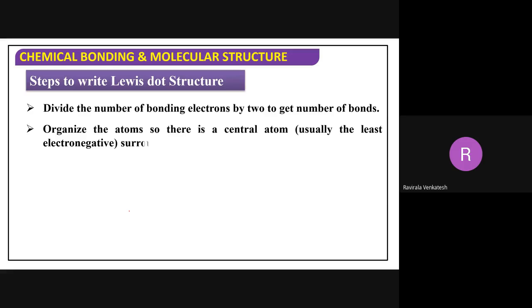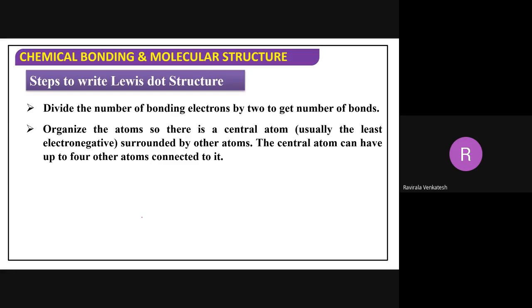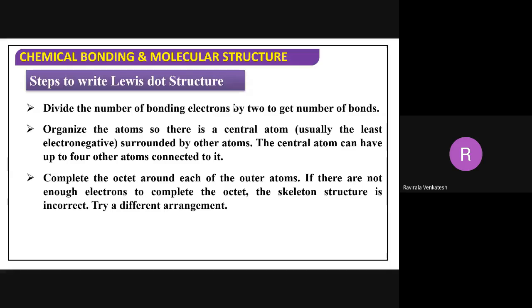Now, if you want to get the number of bonds, divide the number of bonding electrons by 2 and you will get the number of bonds. For example, if you have 2 electrons, you can divide by 2 to get the number of bonds. All these things are not required for you, just the rule. Once you do that, it will be easy for you.